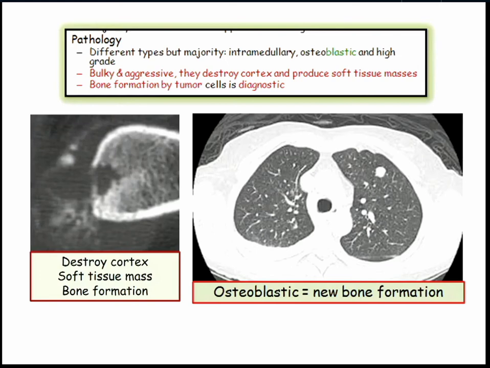So here's this MRI where you can see that it's destroying the cortex. You can see calcification out here into the soft tissue. There's a soft tissue mass. Just in terms of driving home the point of this bone formation.